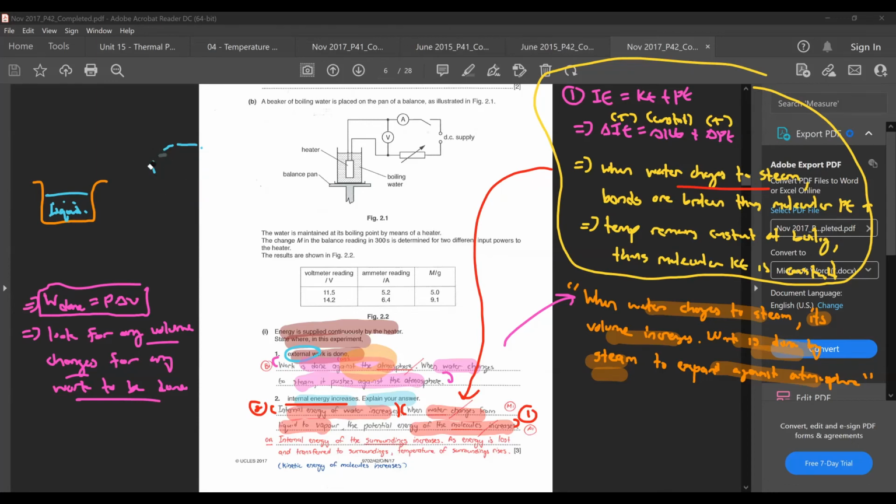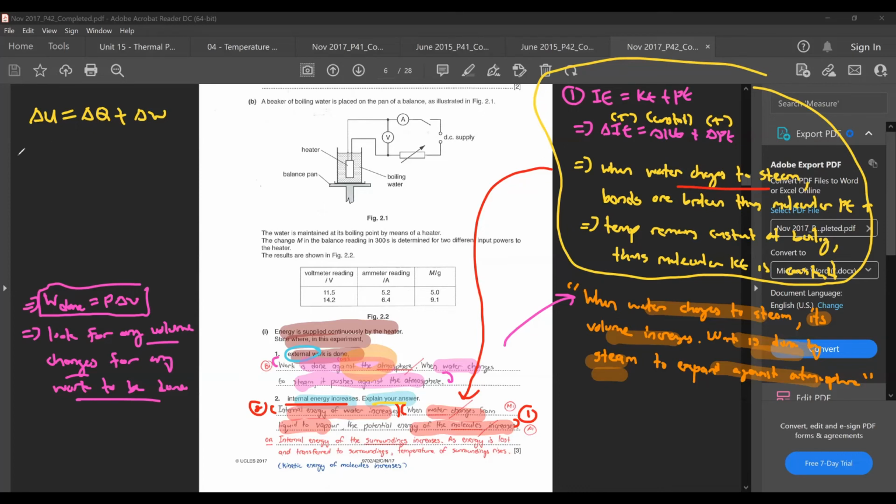Now, if you wanted to talk about the increase in internal energy and explain why the internal energy increases, you see, your question here asks you to explain. They didn't just ask you to state where the internal energy is increasing. They ask you to explain why it is increasing. Now, let's just say you wanted to explain from the thermodynamic first law, delta U equals delta Q plus delta W, why water is having its internal energy increasing.